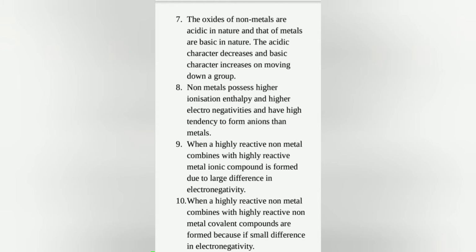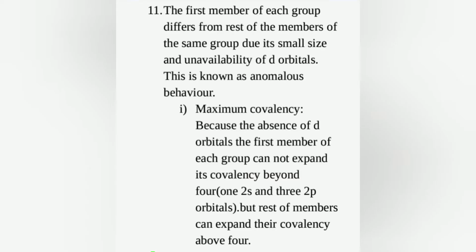When a highly reactive nonmetal combines with a highly reactive metal, an ionic compound is formed due to the large difference in electronegativity. When a highly reactive nonmetal combines with another nonmetal, that means a bond between two nonmetals, it forms a covalent compound because of the small difference in electronegativity. So these are the important p block elements.